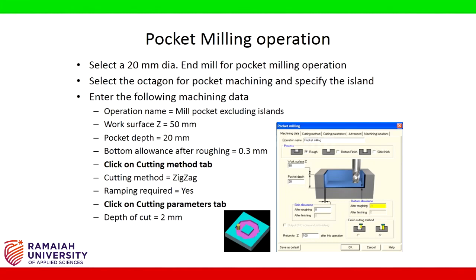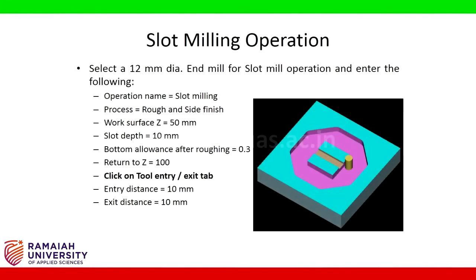Now enter the following data. Operation name, mill pocket excluding islands, work surface Z equal to 50, pocket depth equal to 20, bottom allowance after roughing 0.3. Click on the cutting method tab and enter cutting method equal to zigzag. Click on the cutting parameters tab and enter the depth of cut equal to 2. Click on OK.